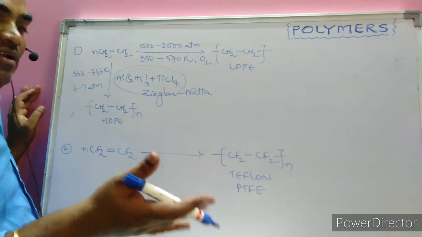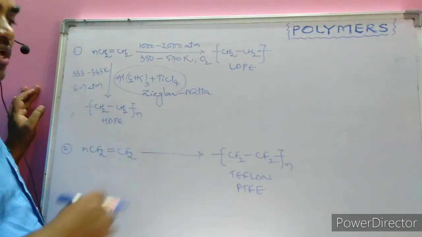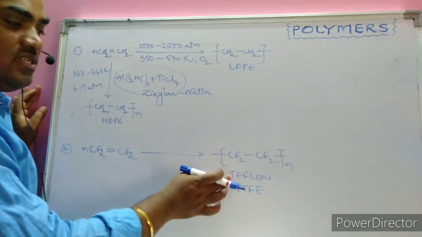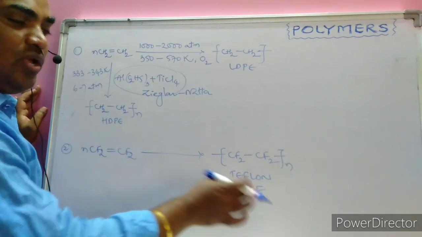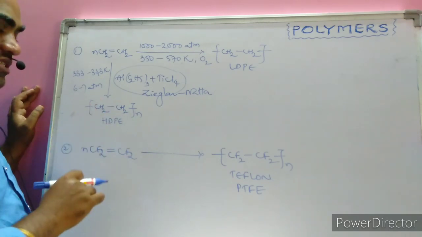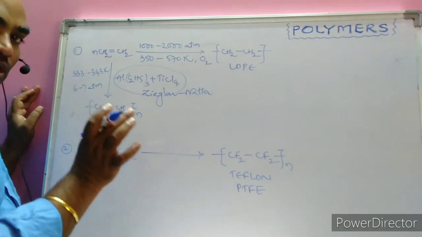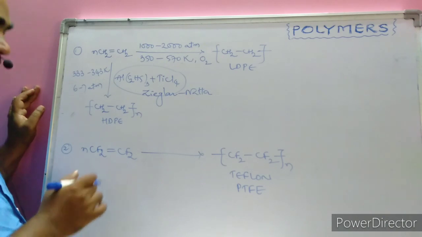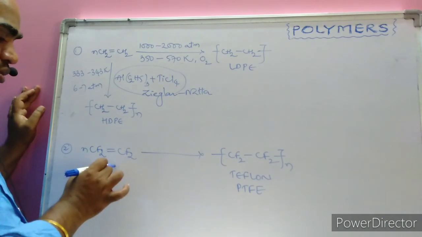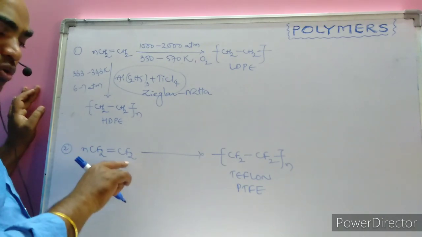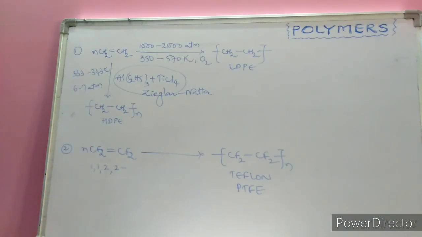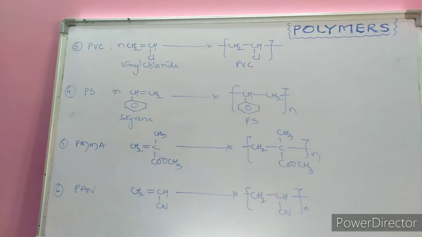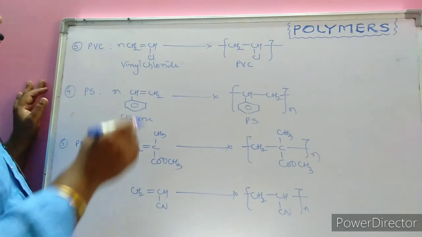One more: our domestic cookware contains a coating that we call a Teflon coating. What is Teflon? PTFE, polytetrafluoroethylene. In various cases, they ask what the monomer IUPAC name of Teflon is: 1,1,2,2-tetrafluoroethene is the IUPAC name, which on polymerization gives polytetrafluoroethylene.